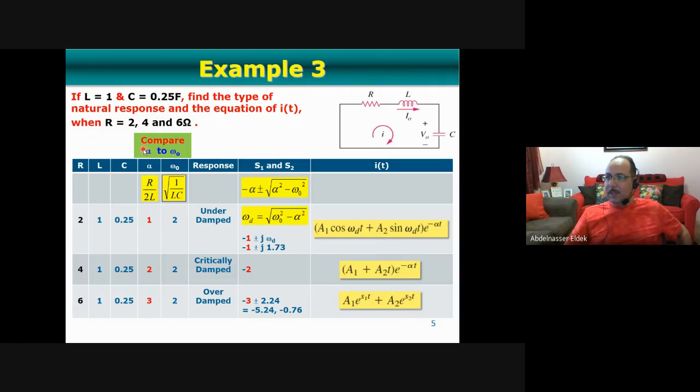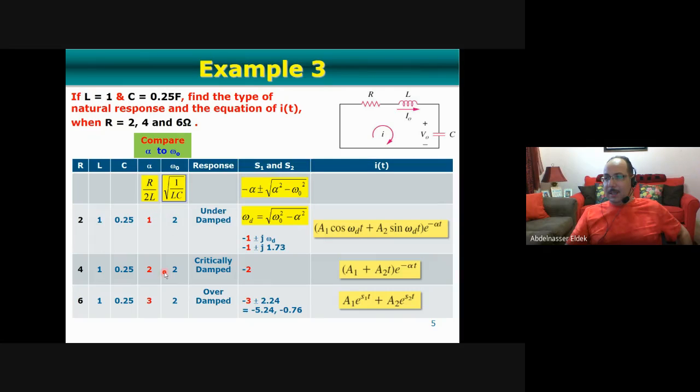Then you compare alpha with omega. Alpha is 1, omega is 2, then it is underdamped. It's very clear. Alpha is less than omega, so underdamped. So in this case, the solution is like this. Where omega d equals the square root of omega square minus alpha square. So it will be 2 square minus 1 square under square root. This is omega d. And alpha is just 1.